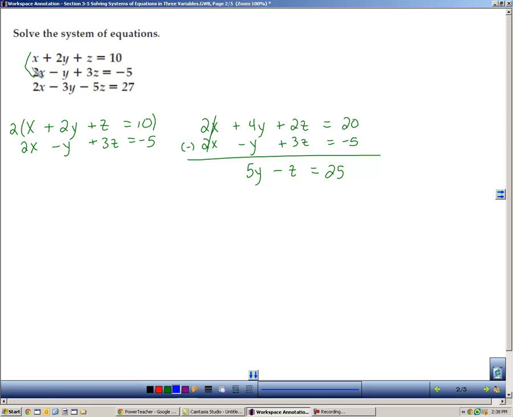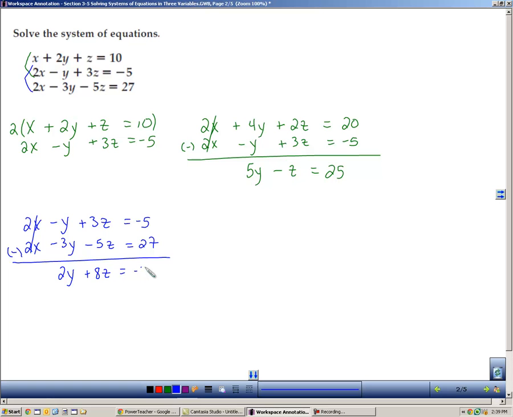Now I'm going to go back and take the other two equations, the second one and the third one this time, and again write them right on top of each other. In this example, 2x and 2x are already ready to be eliminated with subtraction, so I'll do that. Negative 1 plus 3 is 2. 3 plus 5 is 8 for the z. And then negative 5 minus 27 is negative 32. So now you see that I have two equations. This one does not have an x in it. This one does not have an x in it.